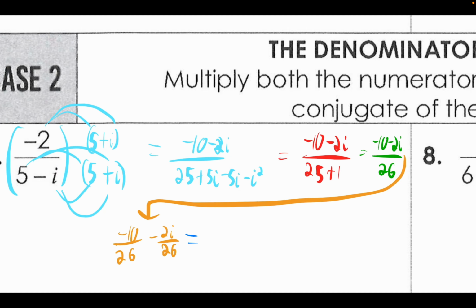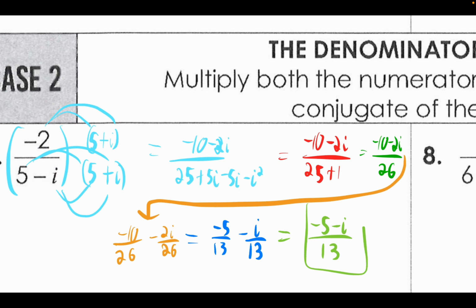And if we reduce by 2 on the first fraction and the second fraction, we get negative 5 over 13 minus i, or 1i, over 13. And once again, you could technically write your answer this way, but I like to make it 1 fraction when they have the same denominator.